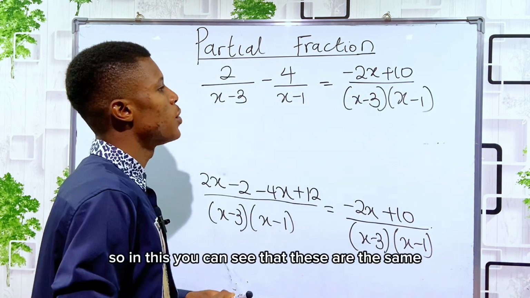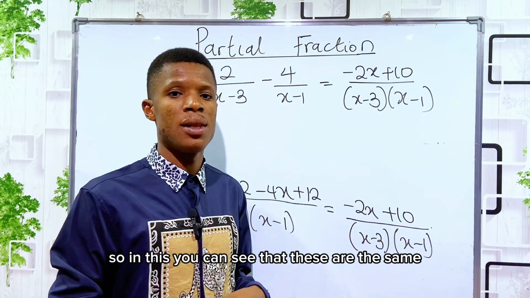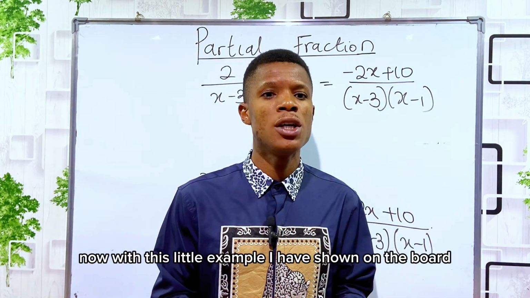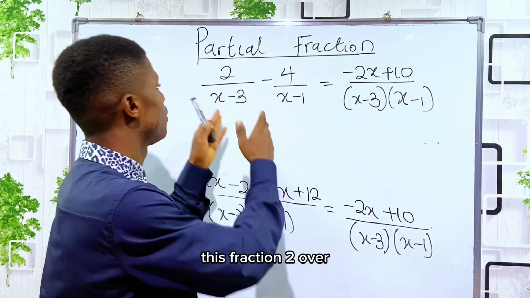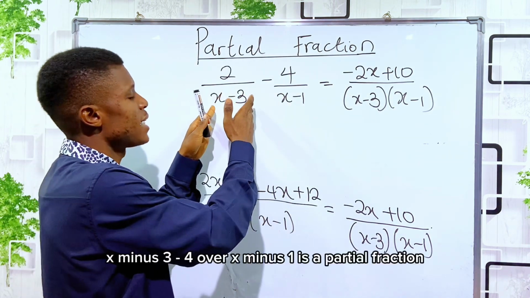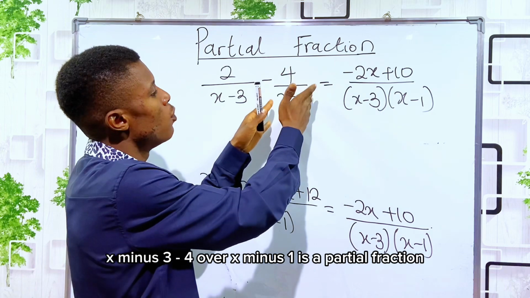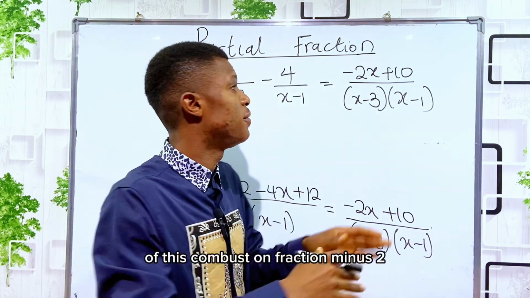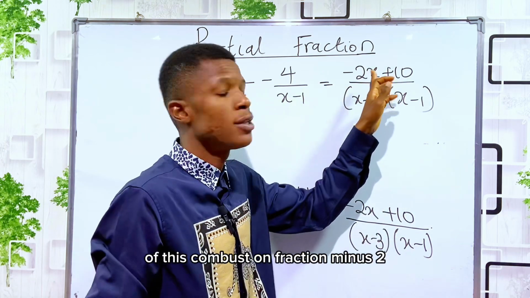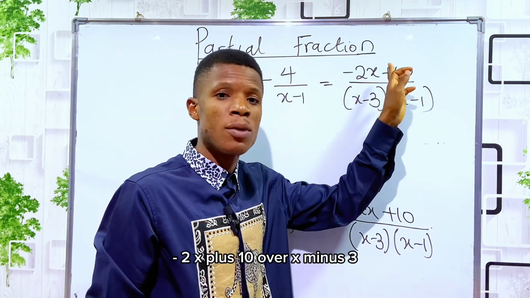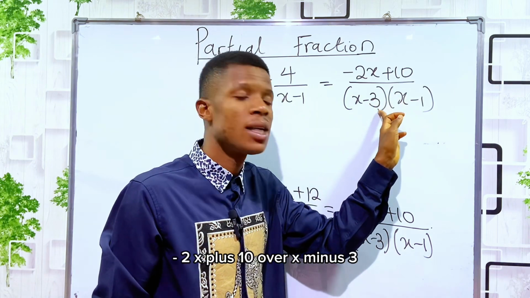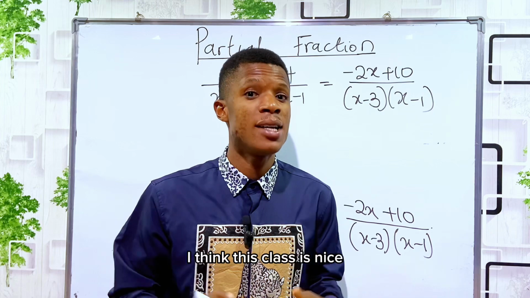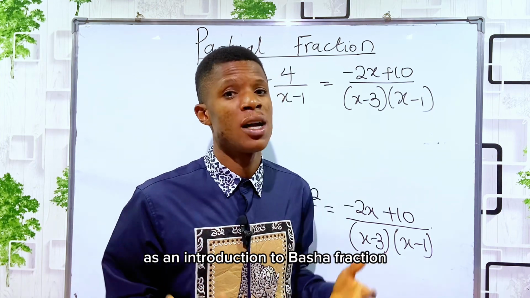So in this, you can see that these are the same now. With this little example I have shown on the board, you can now see that 2 over x minus 3 minus 4 over x minus 1 is a partial fraction of this cumbersome fraction, minus 2x plus 10 over x minus 3 then x minus 1. I think this class is nice as an introduction to partial fractions.